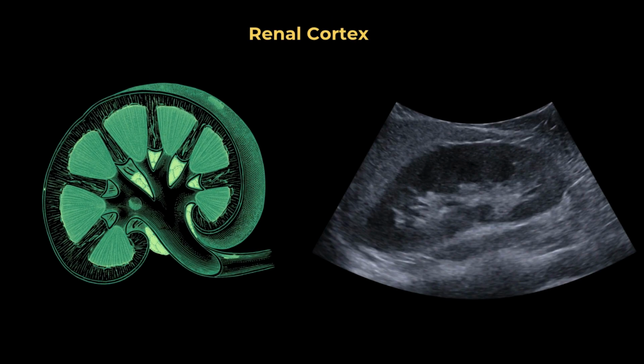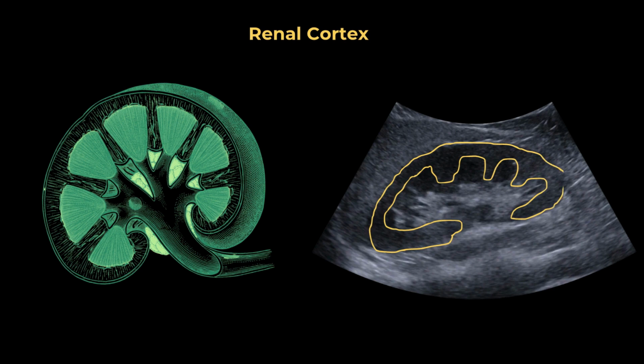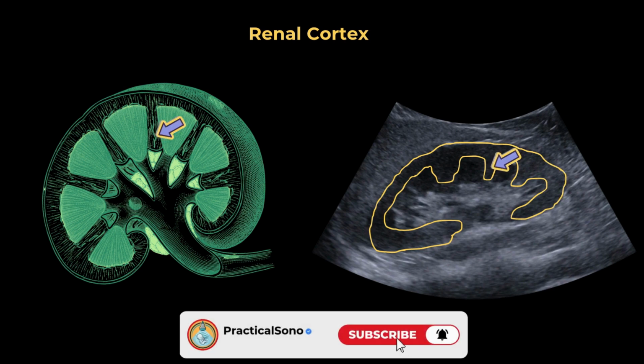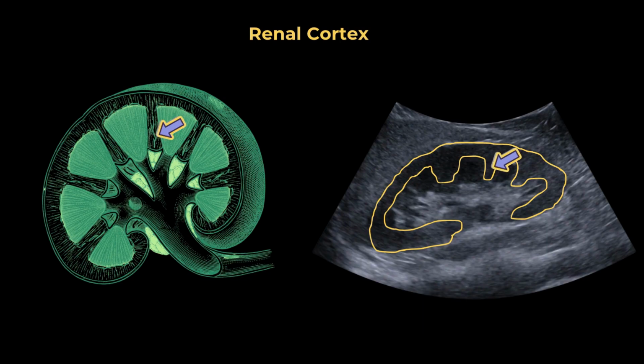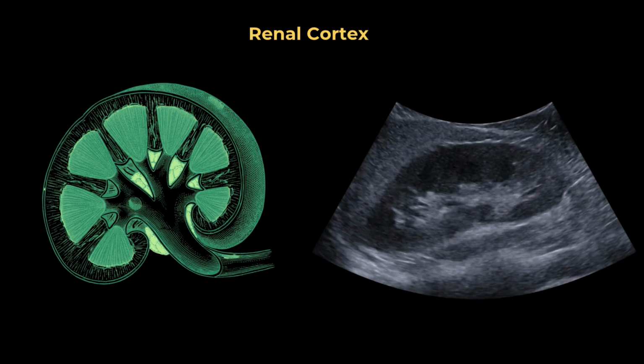Just beneath the capsule lies the renal cortex. The cortex forms the outer part of the kidney tissue. Renal columns are extensions of the cortex. They project inward and separate the renal pyramids of the medulla. On ultrasound, the cortex looks smooth and uniform. It appears hypoechoic or isoechoic compared to the liver on the right and the spleen on the left.